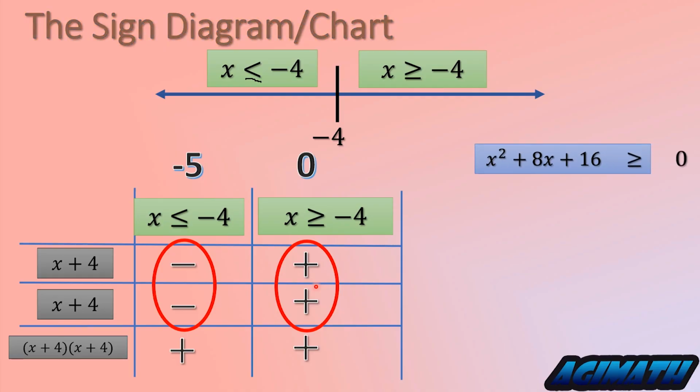Now after accomplishing the sign chart, you go to the original inequality that we have earlier. x squared plus 8x plus 16 is greater than or equal to 0. So the inequality that we have is greater than or equal to 0. Again, when are the products positive? Just look at the signs. Since this is greater than or equal to 0, it should be positive.